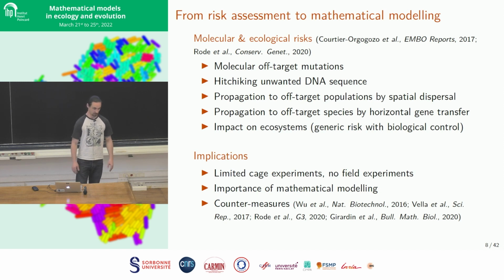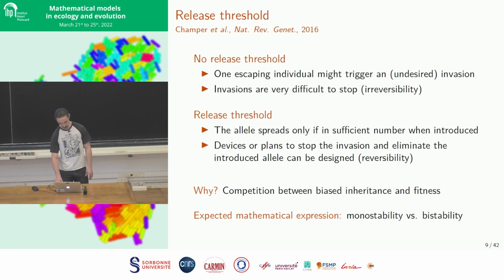Because of the many risks associated with population suppression or elimination, the experiments have been quite limited, as Philippe explained yesterday. They are all done in cages, and even if a cage can be quite large, it's never going to reach the size of the classical diffusion range of a mosquito, let's say. So that's why mathematical modeling is of the utmost importance regarding gene drive right now. And that's also why countermeasures are actively developed, but I'm not going to talk about countermeasures today.